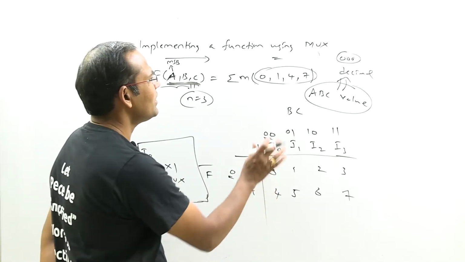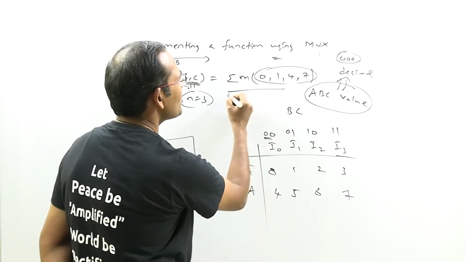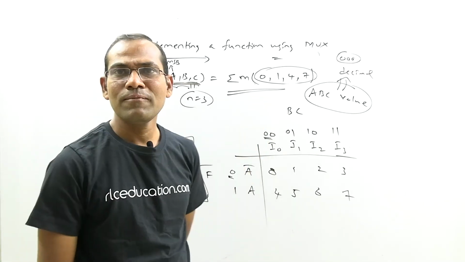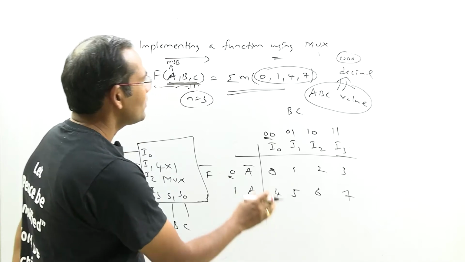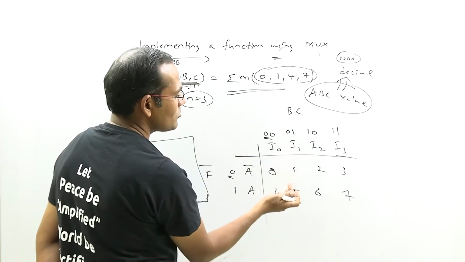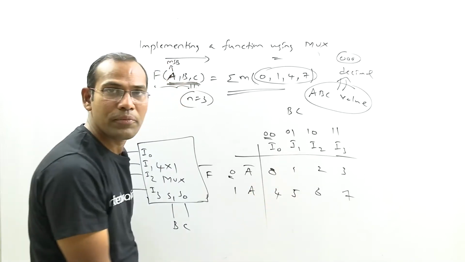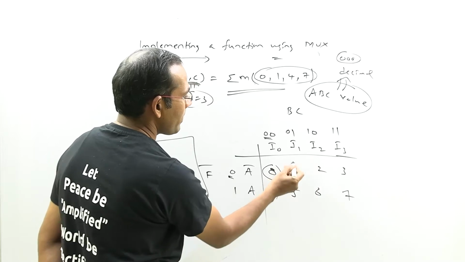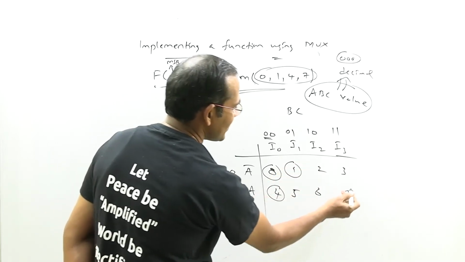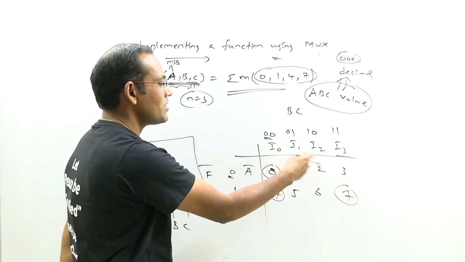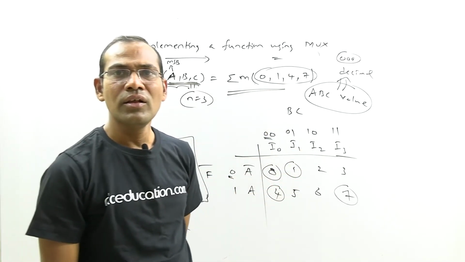And here actually this is the function I want to implement: sum of minterms 0, 1, 4, 7. So circle those numbers here. The next step is to circle 0, 1, 4, 7 in this table.